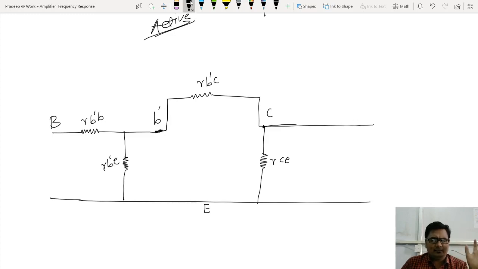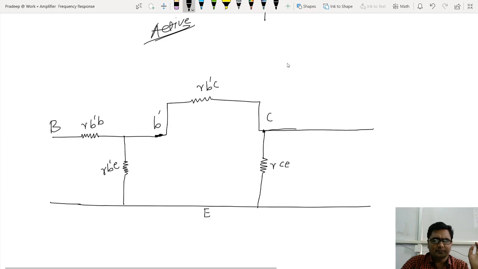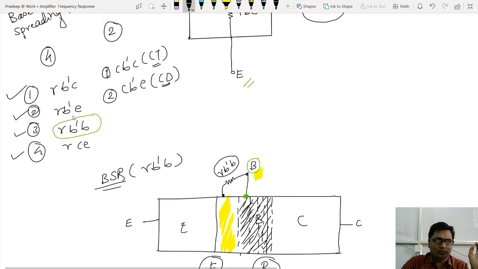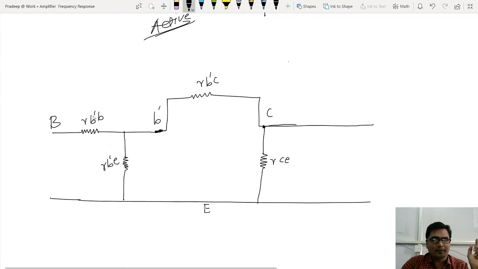Now check: 1, 2, 3, 4. Four resistors we have marked: r b'b, r b'e, r b'c, and r c e.